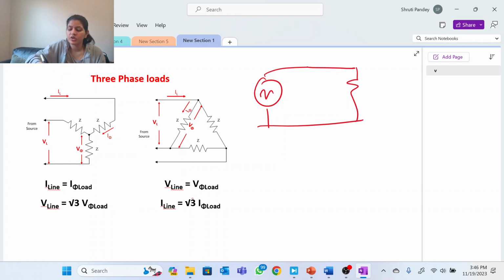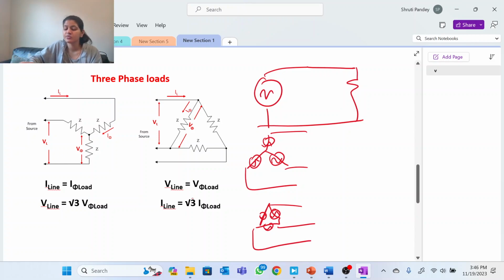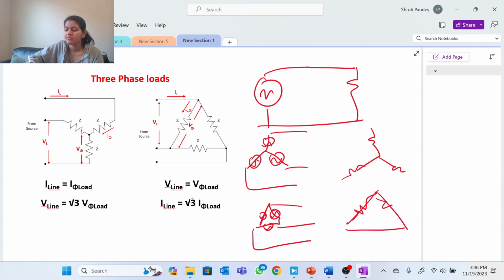So earlier what we studied was this kind of three-phase source, that one source is this, one source is this, one source is this. They all were connected in either star connection form or delta connection form. So this kind of sources were there. Now we are studying the load parts. So either in star form or in delta form, some loads are there, right? So this is star load and this is delta load.